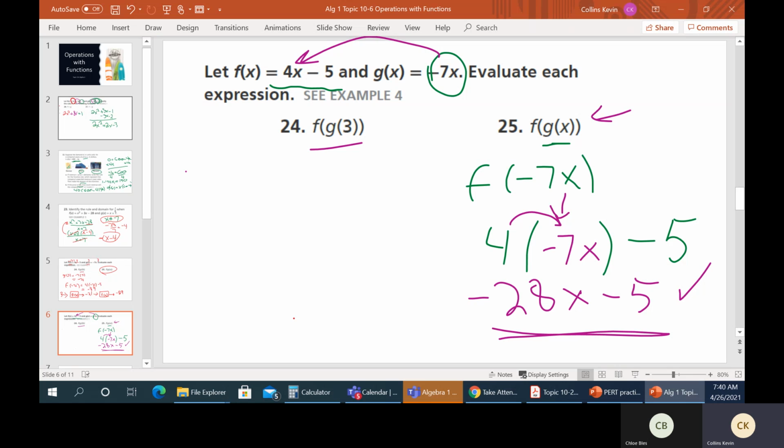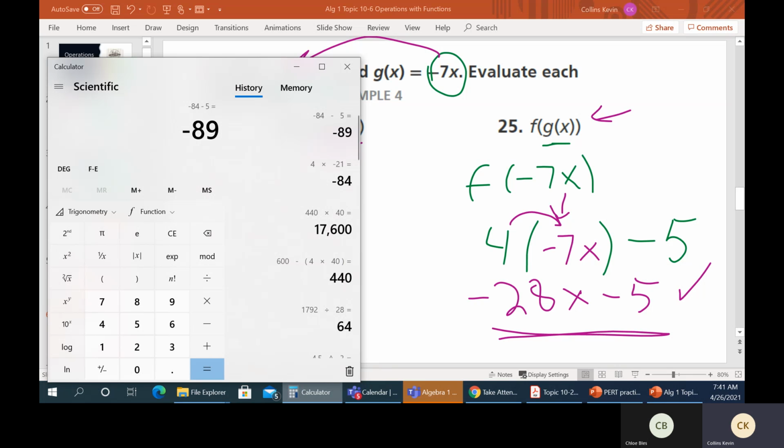And that's a composite function. Now, here's the thing. If we do that, then if we go back in and we plug in the 3 like we had here, let's see what happens. So if we do, let's bring the calculator up. So clear it out. So if we do negative 28, and then times 3, and then minus 5, we get negative 89, just like we did in the last one.